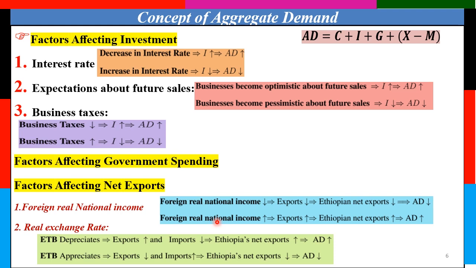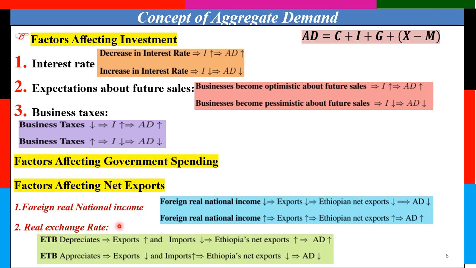When foreign real national income is increasing, their ability to buy something is also increasing. That means export is increasing. Take Ethiopian net export as an example. Export is increasing because the foreign nations' income is increasing. It means their ability to buy something is increasing, export is increasing, and net export is also increasing, since net export means the difference between export minus import. This causes the aggregate demand to go up or increase.